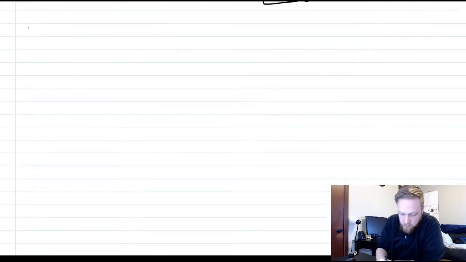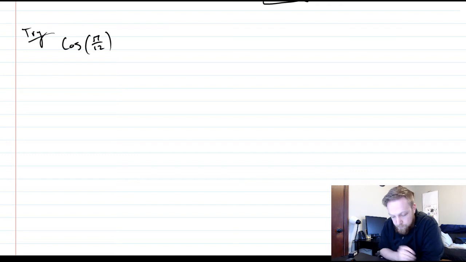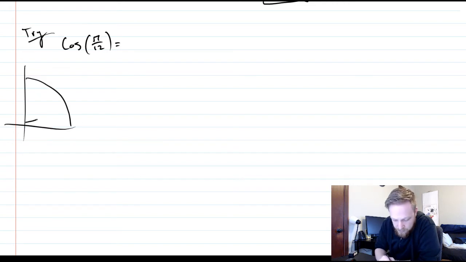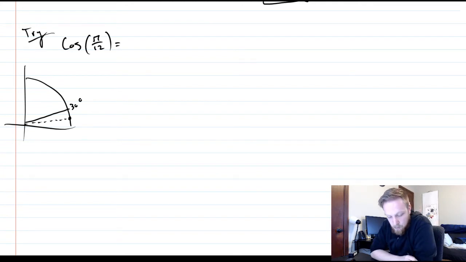Anyway, we could do this with a lot of different things here. I want you guys to try this now: cosine of pi over 12. I'm going to help set you up here, because pi over 12 is going to be less than 30 degrees, or pi over 6. So pi over 12 is going to be right there. And guys, you can have negatives. So try evaluating it with pi over 3 minus pi over 4.